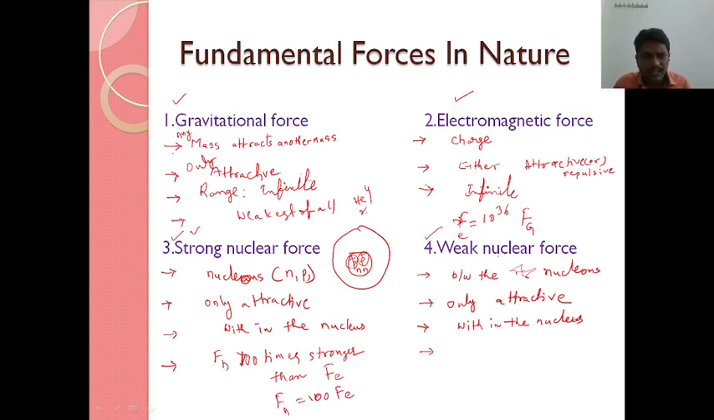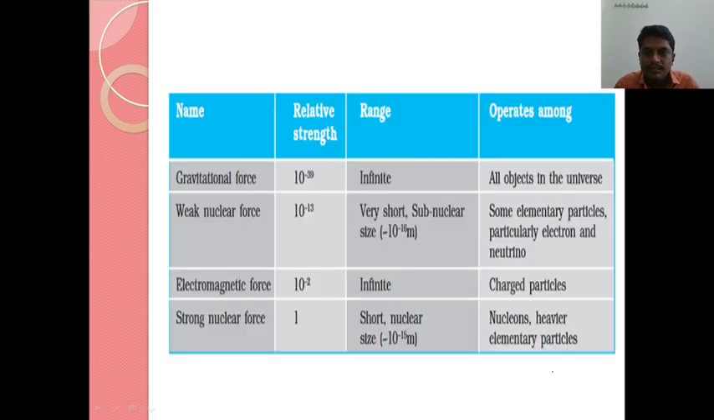The weak nuclear force exists in certain nuclear reactions. No need to worry about these weak nuclear forces, for example in beta decay. You don't know what beta decay is right now. In certain nuclear reactions you will see the weak nuclear force. It is also short range. So these are the short range forces. The range is very small.